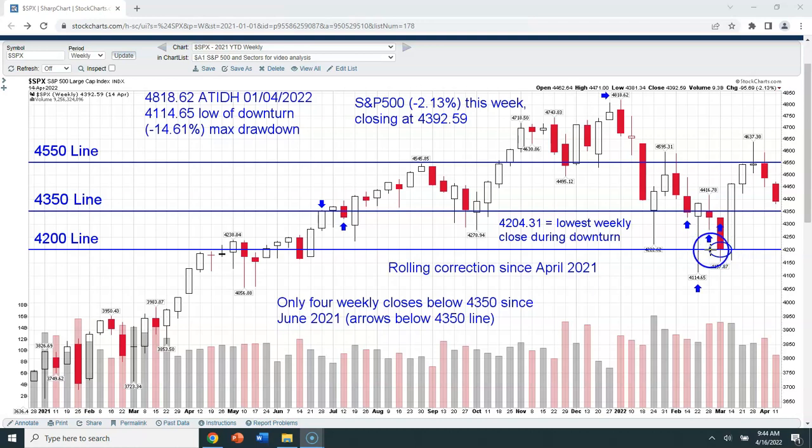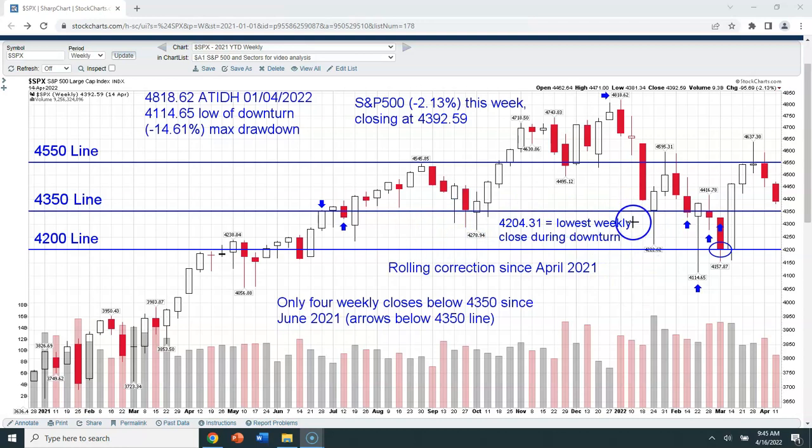But this 4,200 level held, the lowest weekly close that we've had during this downturn. And again, the way I think about this, guys, and these charts prove it out, the weekly closes are more important than anything that happens during the middle of the week, and the daily closes would be more important than any intraday trading we might see.